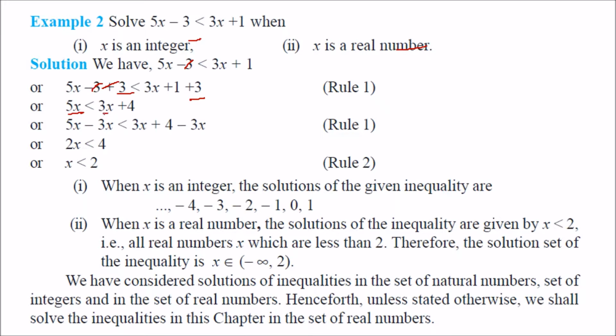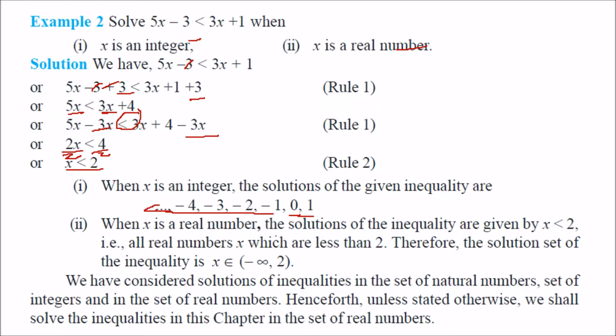So we need to eliminate this 3x from the right hand side. So let us subtract 3x from both the sides. And subtracting a positive quantity does not reverse the inequality. So you'll get 2x less than 4. Divide both the sides by 2, you'll get x less than 2. Now if x is an integer, as we have seen it has to be less than 2, so it is 1, 0, but since it is an integer, it will go beyond that.